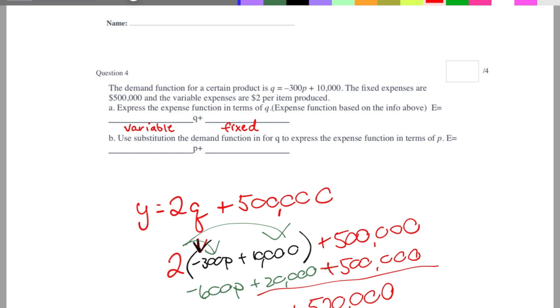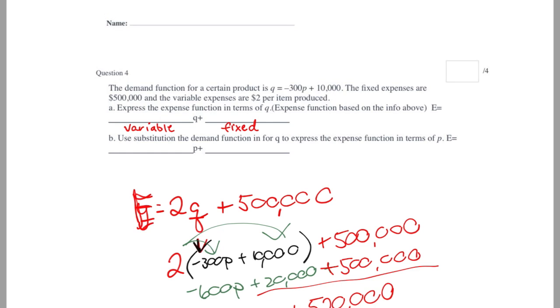E in terms of P. And I got Y right here. This should be E in terms of Q. So make sure you got negative 600 typed in for your first blank and 520,000 typed in for your second blank. And we move on.